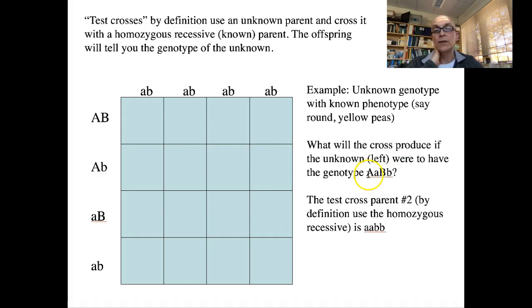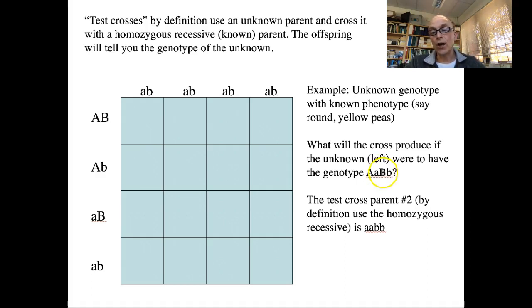Well, it has to have an A and a B in it, right? Because of the independent assortment. Everybody gets a chromosome 1 and a chromosome 2. It's not one or the other. You don't get two chromosome 1s or two chromosome 2s. You always get one of each chromosome.